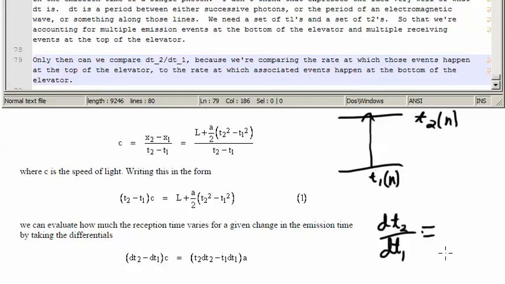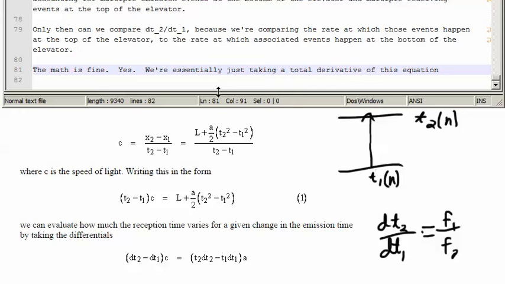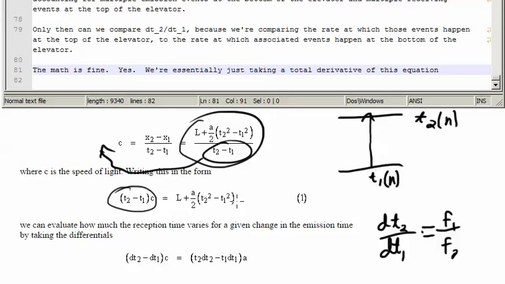frequency 1 over frequency 2 is the same as dt2 over dt1. The math is fine, yes. We're essentially just taking a total derivative of this equation. First we separate things out, take the t2 minus t1 over there, and get that, and leave the rest of it on top, take the derivative of both sides. Derivative of t2 is dt2, derivative of t1 is dt1, derivative of t2 squared is 2t2 dt2, divide that by 2, we just have 1, same thing there, divide by 2, we just get 1.